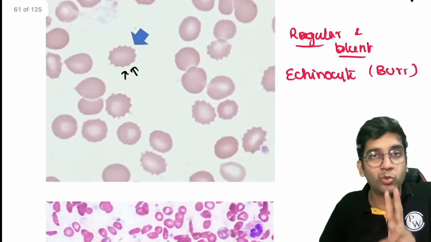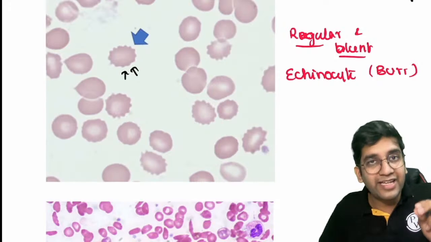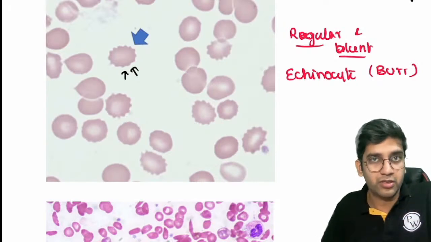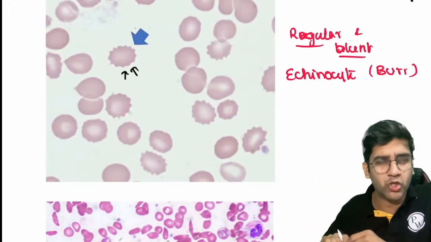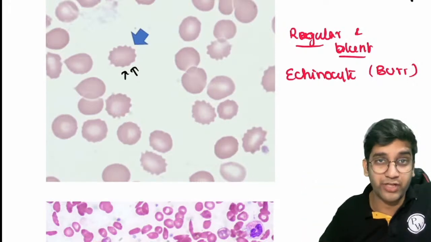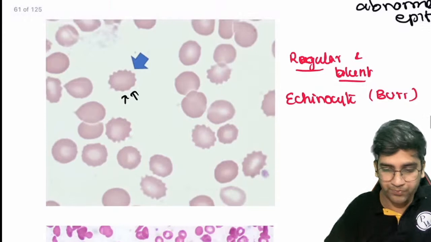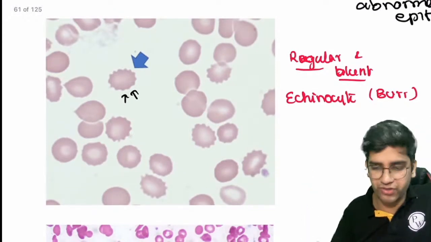I want you to remember two things in burr cells. If you see burr cells in any patient in future and it's just an isolated finding in a corner, ignore them. It can be artifactual. But if you look in this smear, I have maybe some 10 to 20 RBCs here.